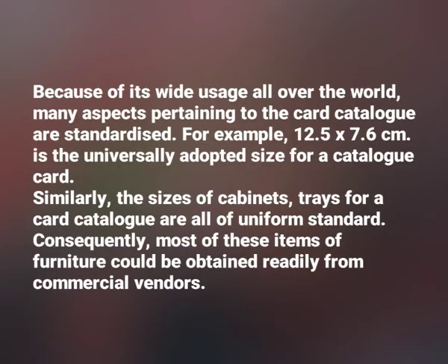This locking system keeps the cards from falling out and also prevents unauthorized persons from removing any card from the tray. Because of its wide usage all over the world, many aspects pertaining to the card catalog were standardized. For example, 12.5 by 7.6 centimeter is the universally adopted size for a catalog card. Similarly, the sizes of cabinets and trays for a catalog card are all of uniform standard. Consequently, most of these items of furniture could be obtained readily from commercial vendors, since they are of standard size.